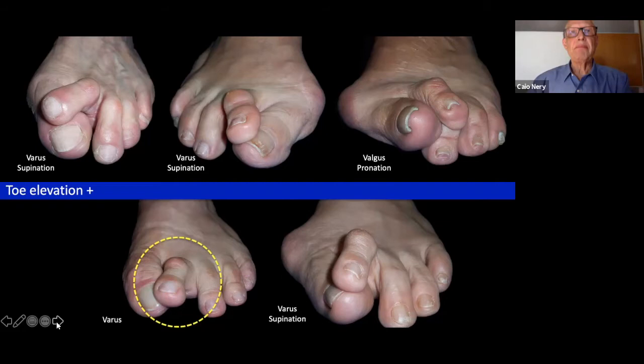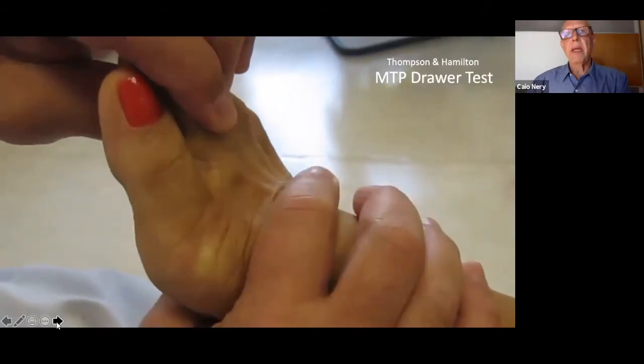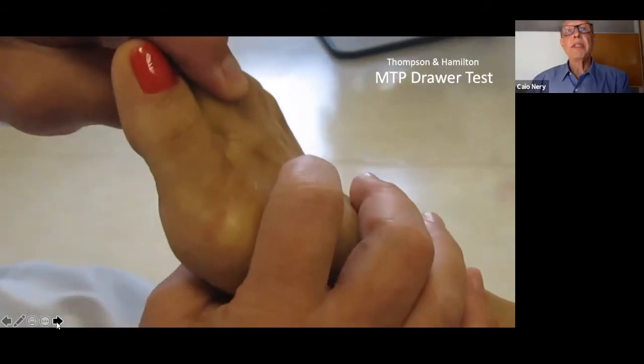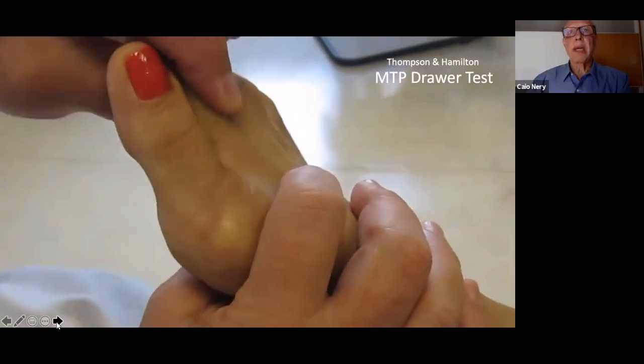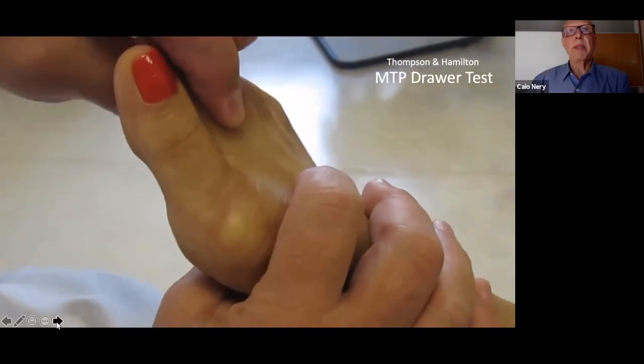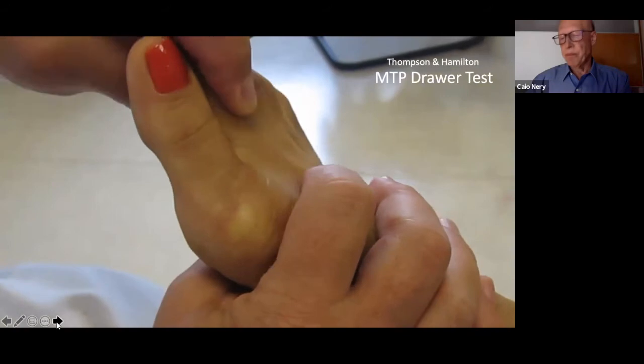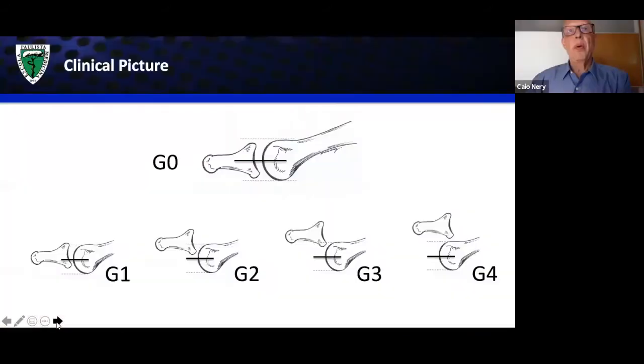The MTP drawer test, conceived by Thompson and Hamilton, is the most specific and reliable clinical test to diagnose and graduate MTP joint instability. With the Hamilton-Thompson MTP drawer test, we can classify the joint instability from a grade 0 stable joint to a completely dislocated and irreducible grade 4 joint.